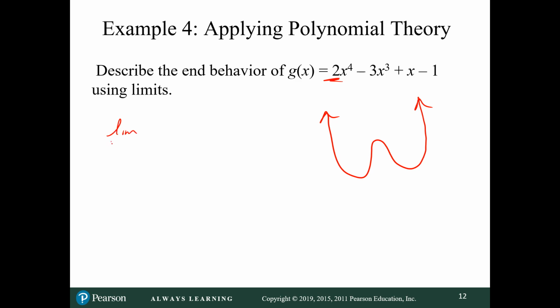Well, the limit as x approaches negative infinity will be infinity, because as you're going this way infinitely, it'll be going up. The limit as x approaches infinity will be infinity, because going this way, it'll keep going up, okay?